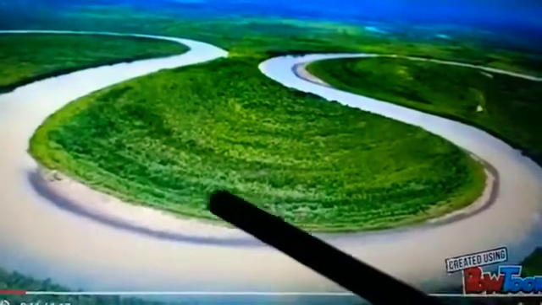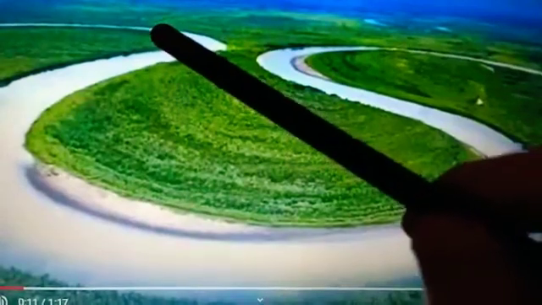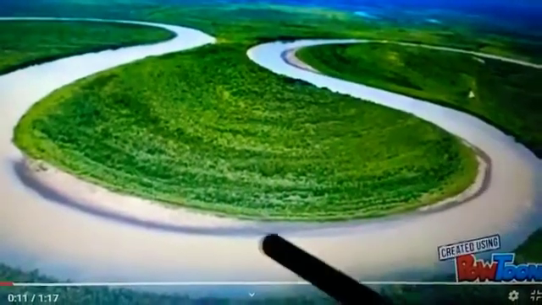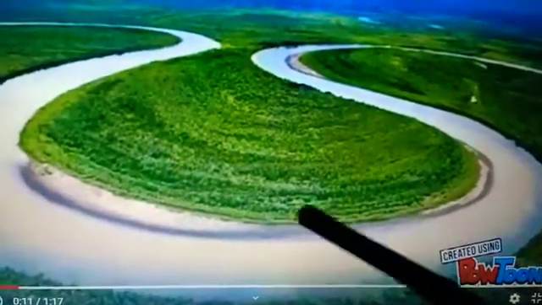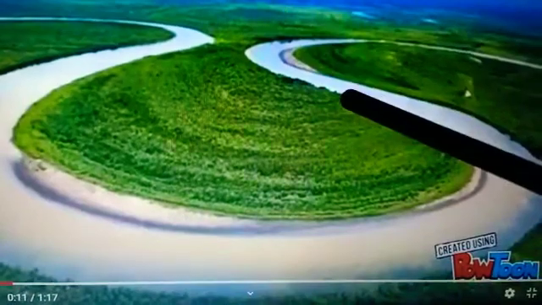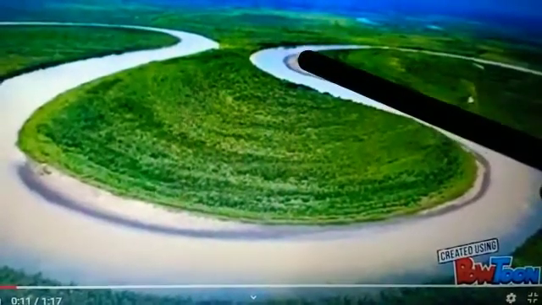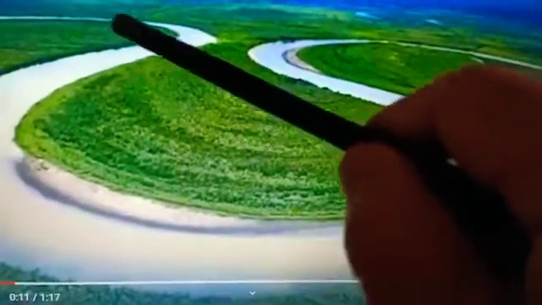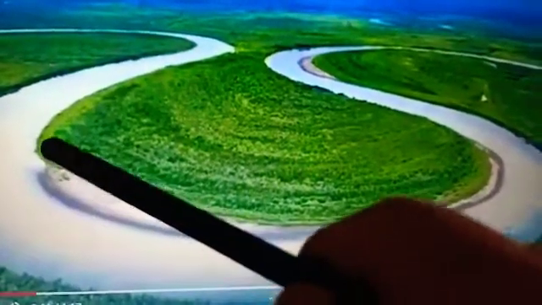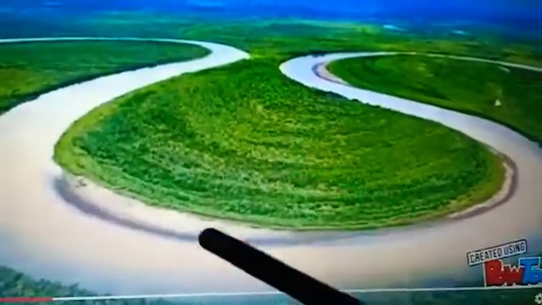This is the inner bend. Wherever you see the deposition taking place, that's the inner bend. This is the inner bend of this part of the river. This part of the river, this is the inner bend, this is the outer bend.